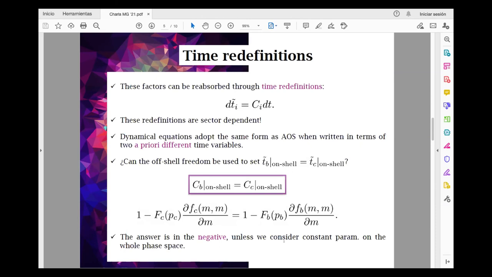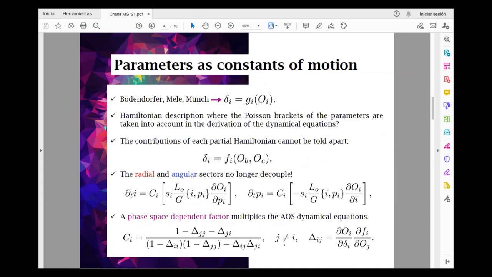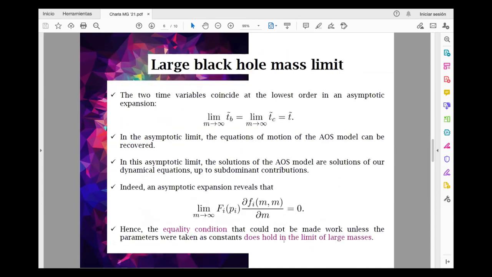And since we would want this equality to be satisfied on the whole phase space, we need to find a way to cancel the phase space contributions, okay? Since the derivatives of the polymerization parameters with respect to the mass evaluated on shell only depend on the mass, the only way to make this condition hold on the whole phase space is to take them as vanishing. So the answer to the question that I asked some seconds ago is no, unless we consider parameters that are constant on the whole phase space, which is in contradiction with our initial premise. However, this doesn't mean that we can't do this in a certain limit.